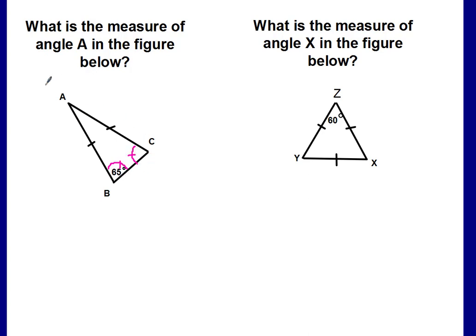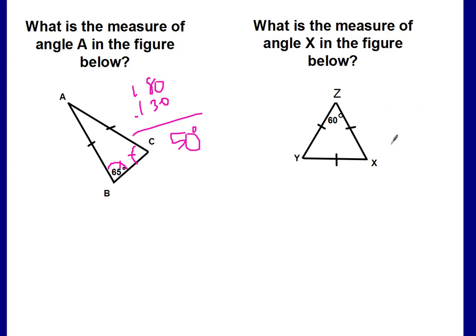So I can still find the missing angle of letter A by taking my 180 and from that subtracting 65 plus 65, which is 130, and that's going to give me 50 degrees. So the measure of angle A would be 50 degrees.